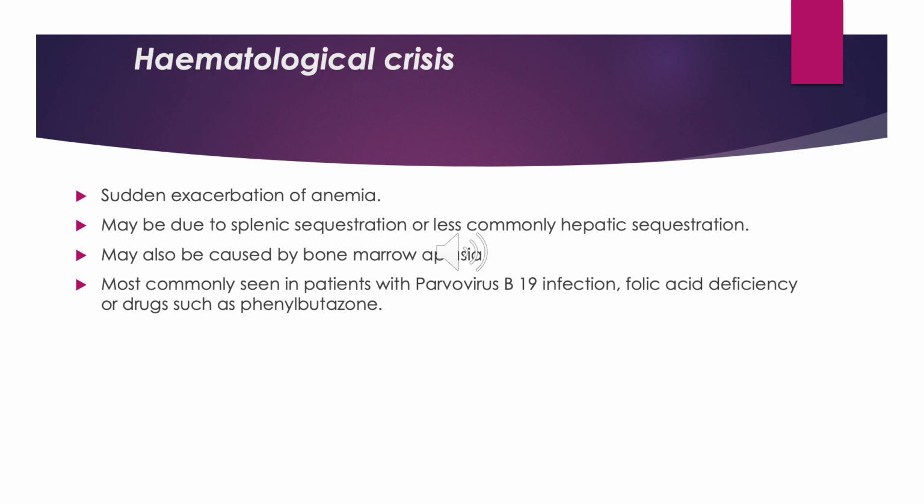Hematological crisis, sudden exacerbation of anemia, happens due to splenic sequestration or less commonly hepatic sequestration. It can also be caused by bone marrow aplasia, parvovirus infection, folic acid deficiency, or drugs such as phenylbutazone.